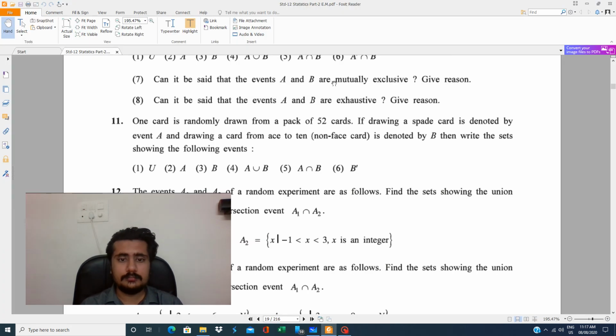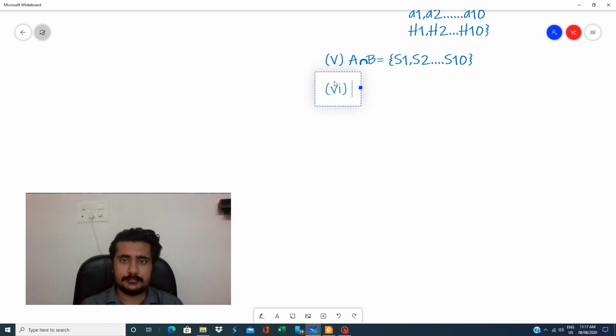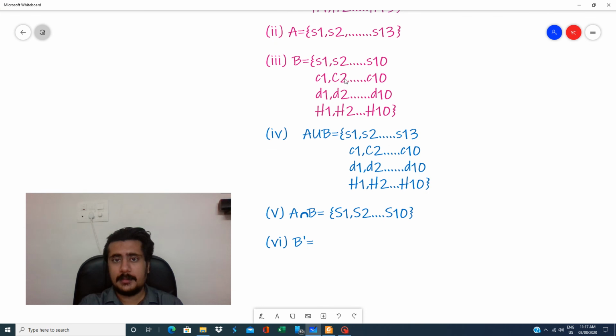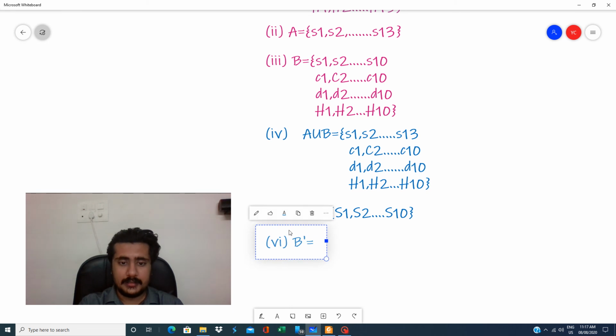Sixth is B dash. So I will be writing B dash. It is the element other than B. What is in B? 40 elements are there in B: S1 to S10, C1 to C10, D1 to D10, H1 to H10. So in B dash, what will we be writing?